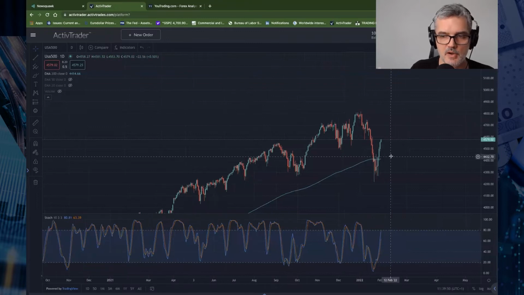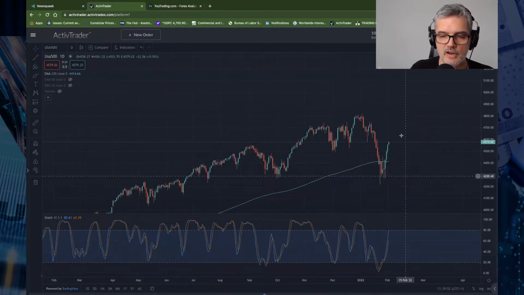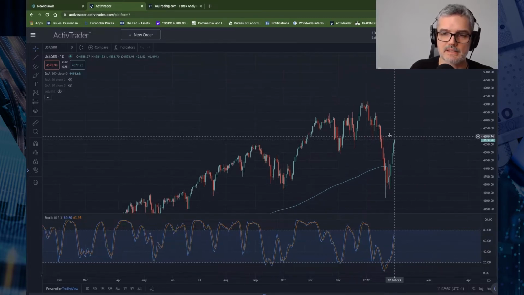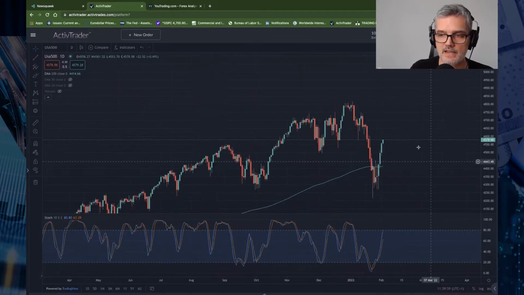So active trader at the moment showing that the S&P 500 is rising. So if we get a bad ADP number today, I'm expecting to see this roll over. If we get a good one today, then we might push up towards the 4,650, maybe up to the 4,700.